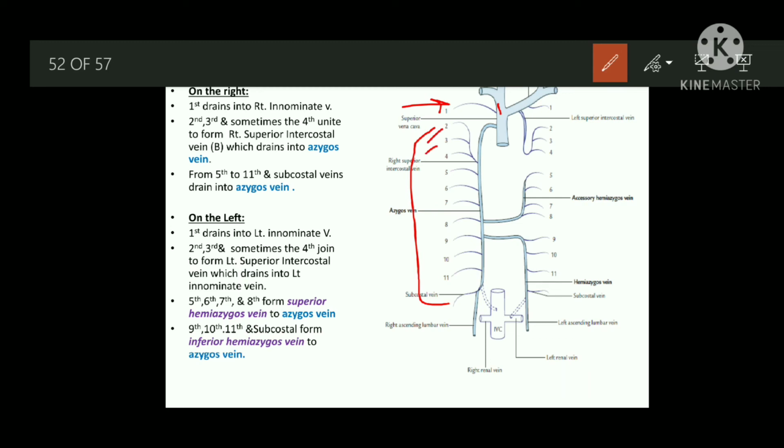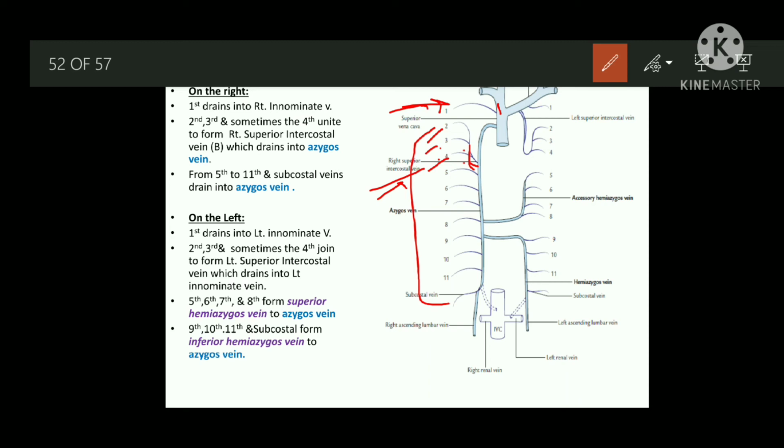But second, third, and fourth first form a common trunk, then they drain into the azygos vein. They form the right superior intercostal vein. Fifth to 12th individually drain into the azygos vein. So first drains into the right brachiocephalic, other than that 2 to 12 posterior intercostal veins drain into azygos vein, but here second, third, and fourth first join to form the right superior intercostal vein, then they drain into azygos.